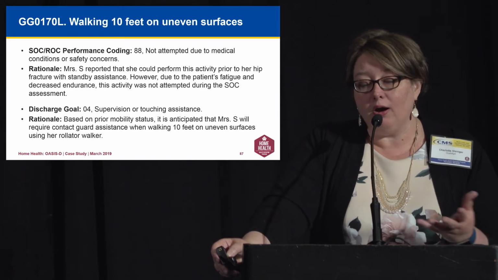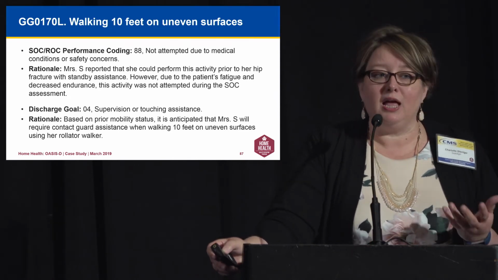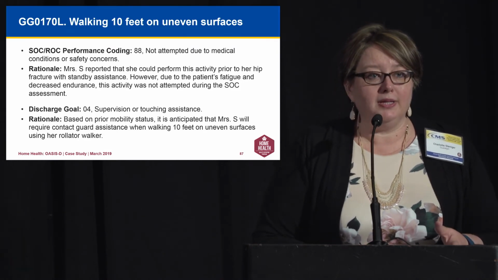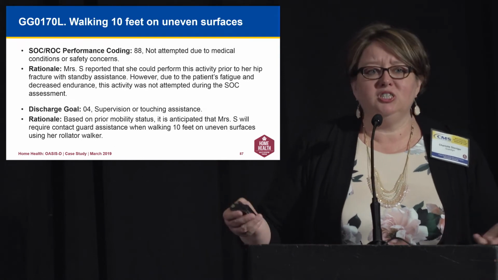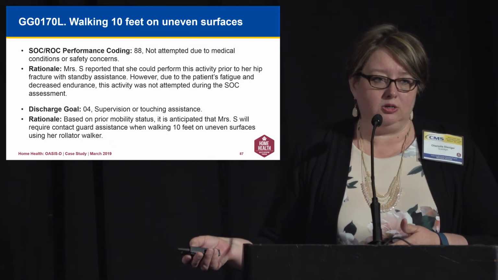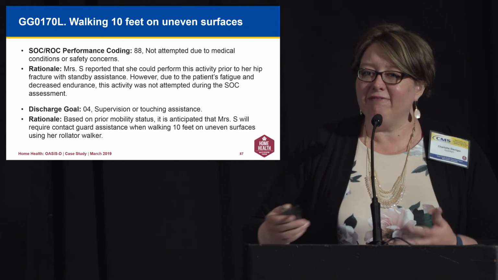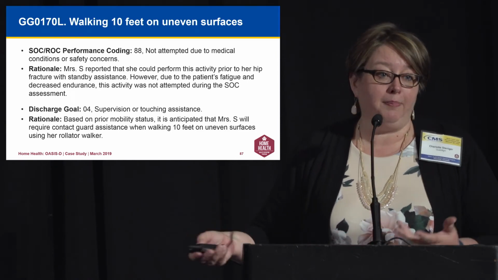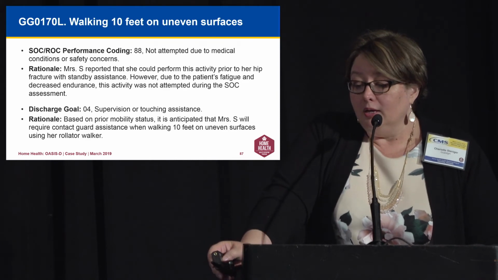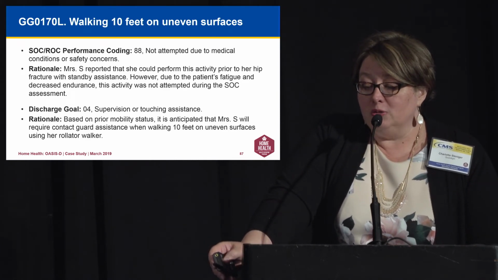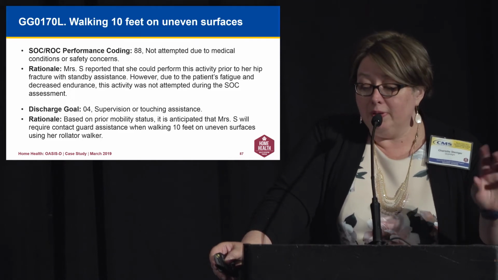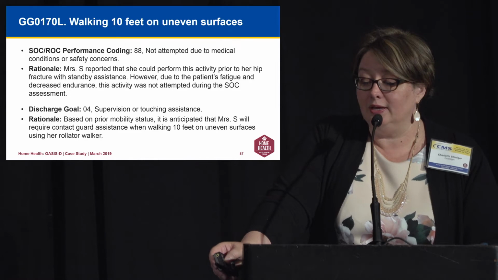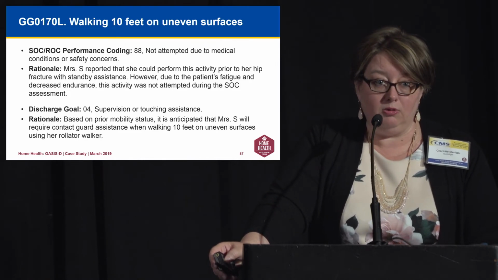And as a result, we are actually coding that discharge goal. Another example of where we used a non-attempted code at the start of care performance, and now we're saying, well, just because you didn't attempt it doesn't mean we're not going to try to set a discharge goal. Because I think it validates that need for therapy a little bit, because we do expect them to get to that prior level of functioning. So for her, it's going to be 04, supervision or touching assistance, based on prior mobility status. It's anticipated that Mrs. S will require contact guard assistance when walking 10 feet on uneven surfaces using her rollator walker.